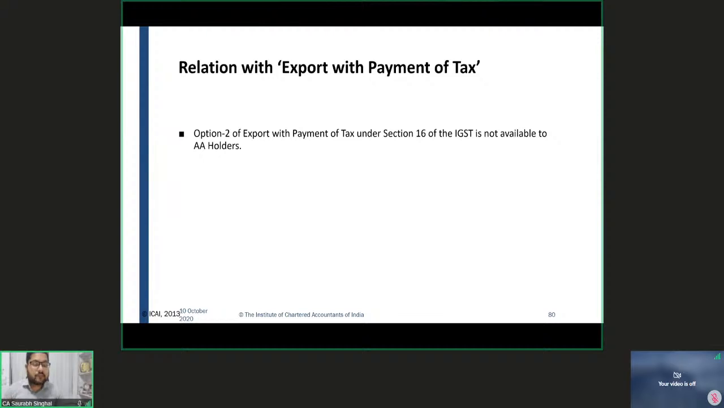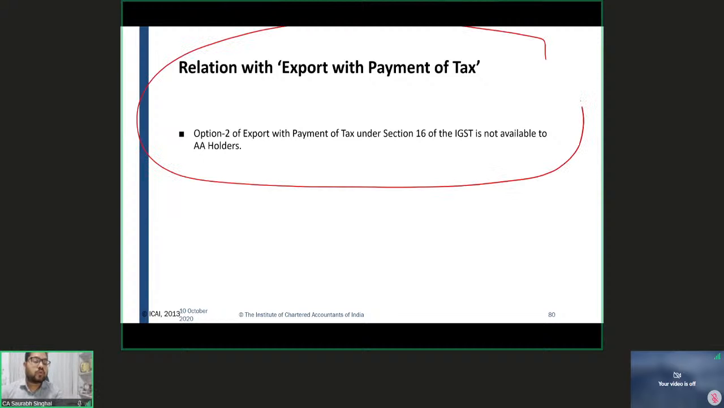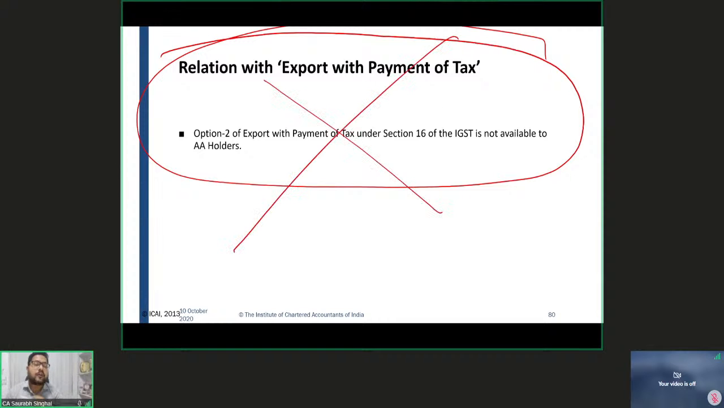Now, every time we read a scheme, we will link it with that option 2 of refund, export with payment of tax. MEIS, SEIS had no linking with option 2. Even when you claim MEIS, SEIS reward, you can always go for option 2. But if you are going for advance authorization, export with payment of tax is not available to advance authorization holder. An advance authorization holder cannot take that second option of section 16 of the IGST Act.